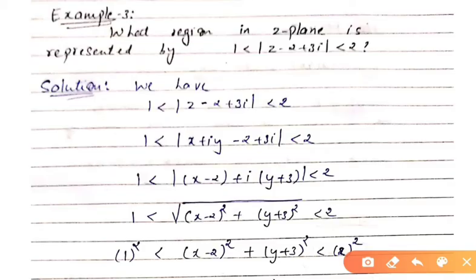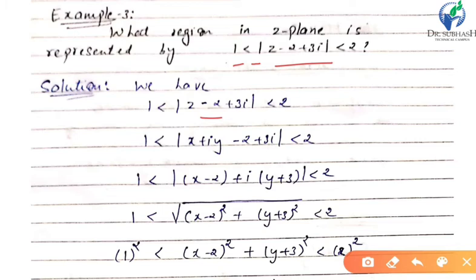Now let us take one more example. The question is, what region in the Z plane is represented by 1 < |Z - 2 + 3i| < 2? Here we have to find the region in the Z plane for the given equation.